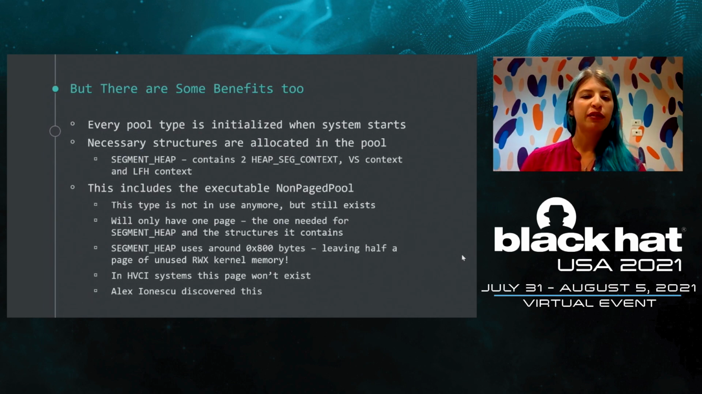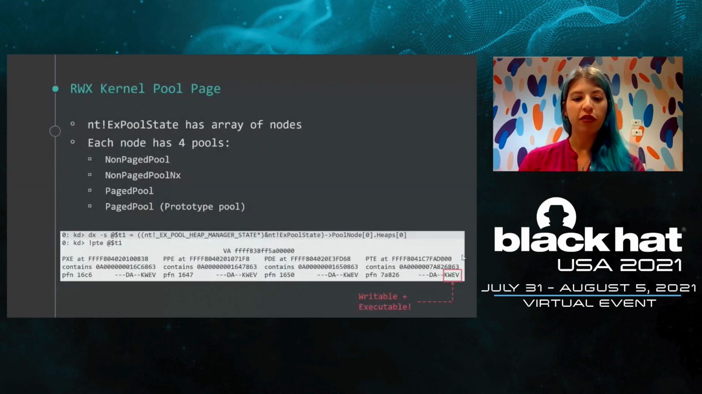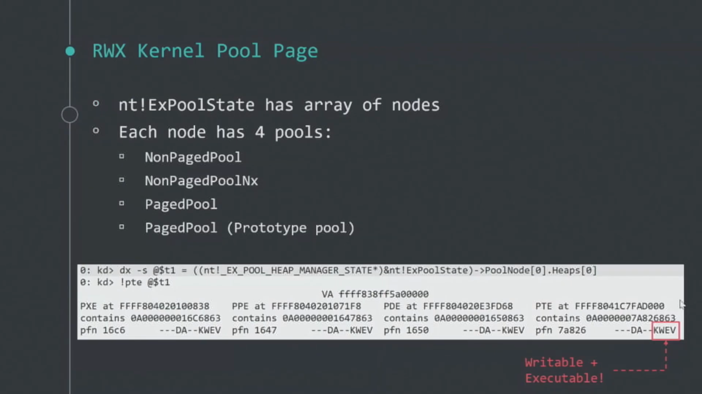So that's a nice little place for your kernel shellcode if you have an arbitrary write vulnerability and manage to find that page. It's a nice place to drop your shellcode. Now, of course, that doesn't work with HVCI, because with HVCI, the executable non-paged pool doesn't exist anymore, but very, very, very few systems use HVCI, so that's still a pretty cool trick. And here is proof. I used this WinDbg command to find the executable non-paged pool, dumped its PTE, and we can see that I actually have a page of read, write, execute memory on my system, which I think is very cool.